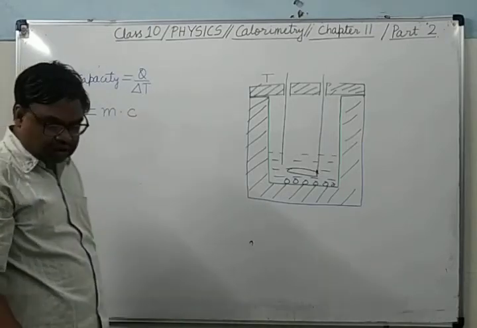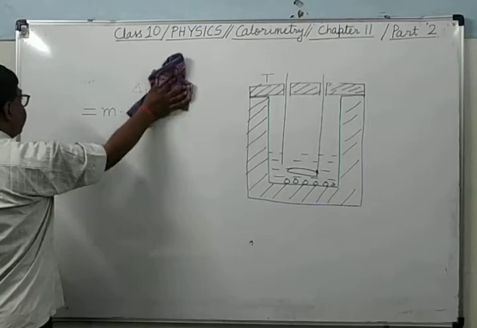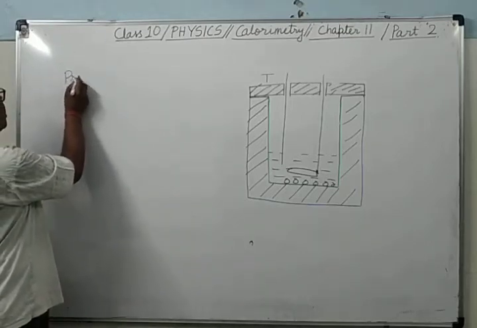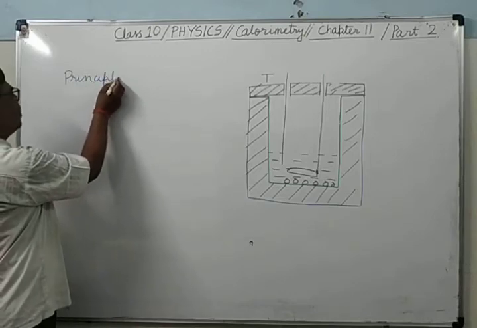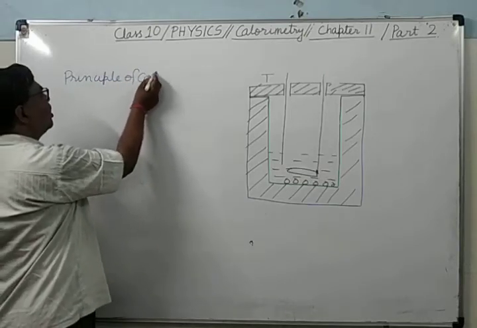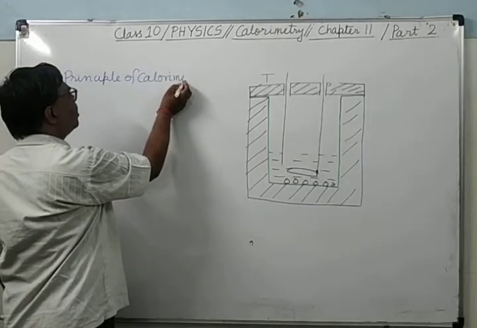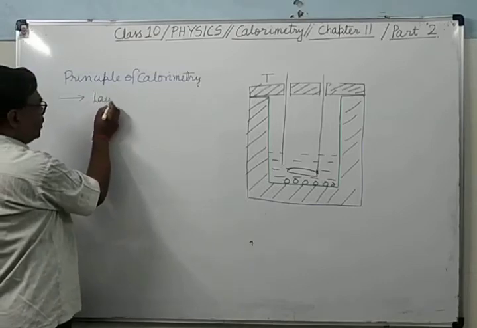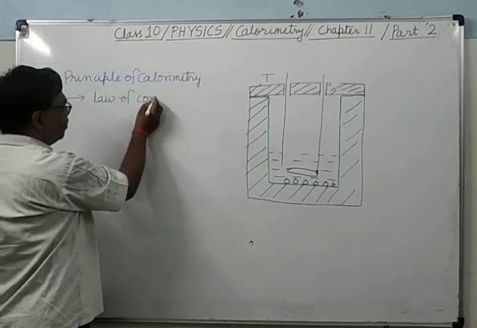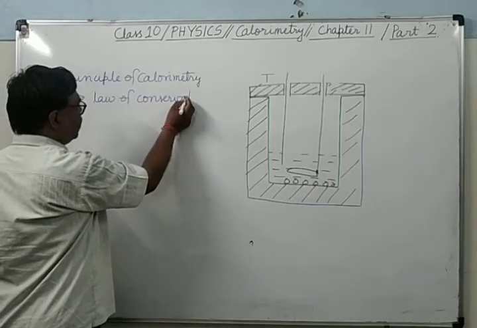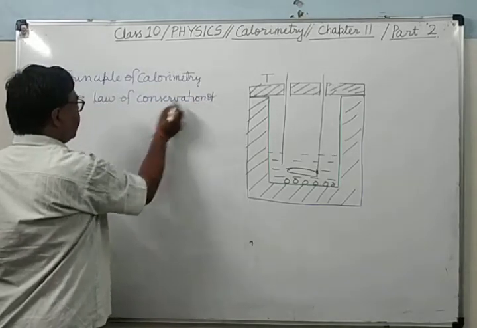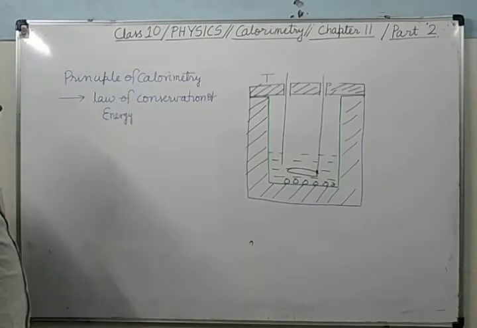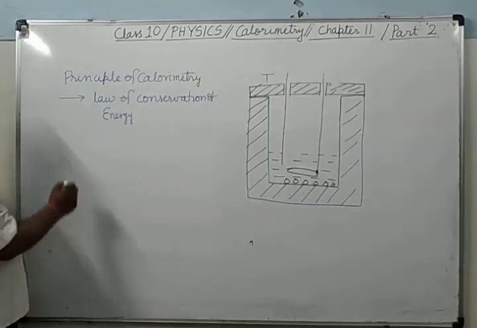If you see here, principle of calorimetry is another form of law of conservation of energy. This is another form of law of conservation of energy for thermal physics, that is, for heat energy. It's clear?